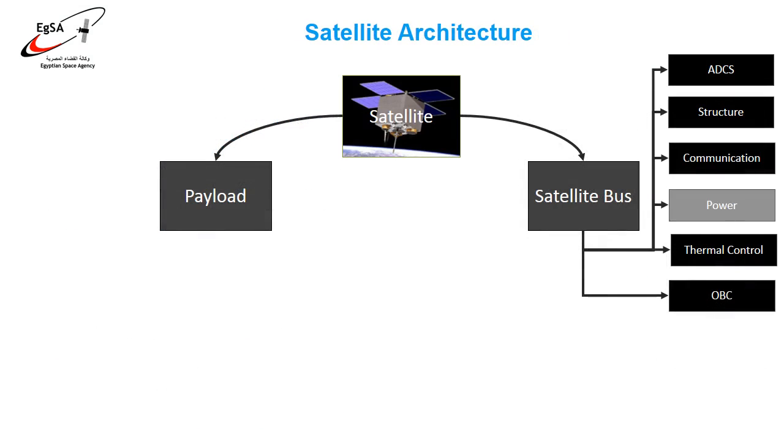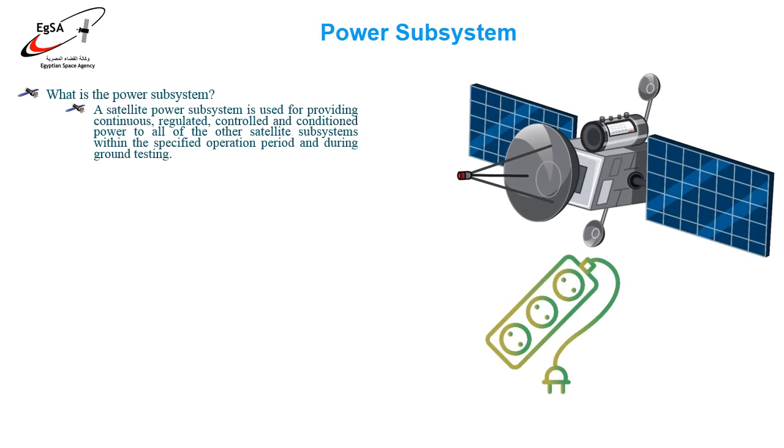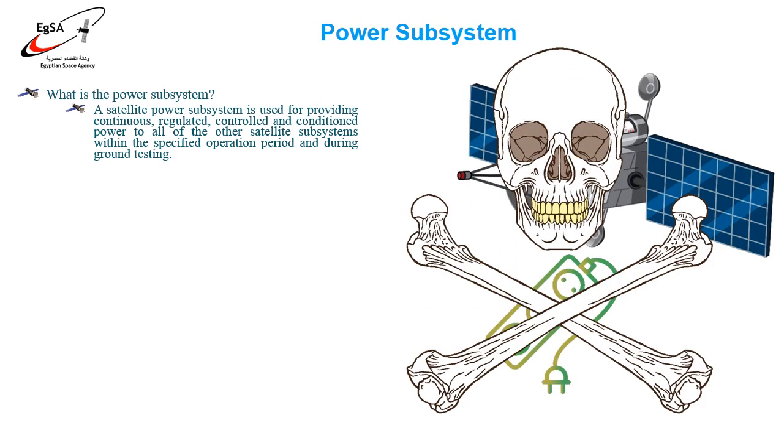Now we move to the power subsystem. What is a power subsystem and how can it be useful for all of the other subsystems? A satellite power subsystem is used for providing continuous, regulated, controlled, and conditioned power to all of the other satellite subsystems within the specified operation period and during ground testing. A power subsystem is one of the most critical systems on any satellite because every other subsystem requires power. This makes the design of power subsystems the most important task facing satellite designers.